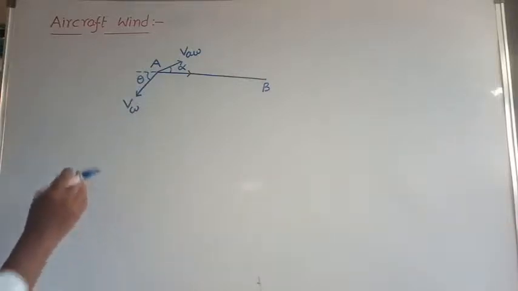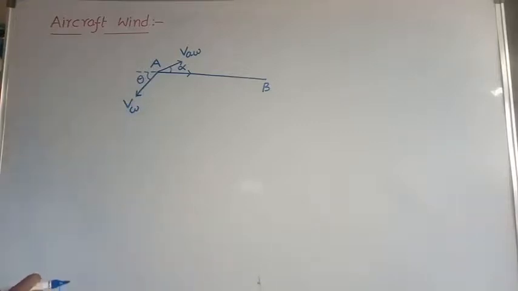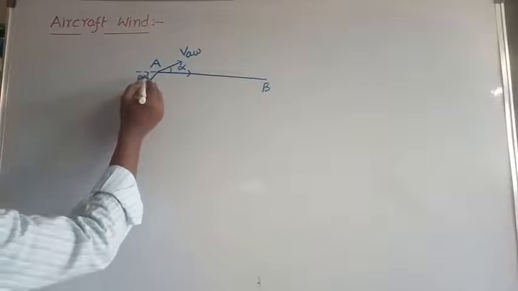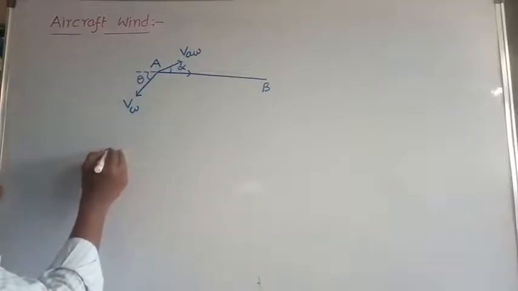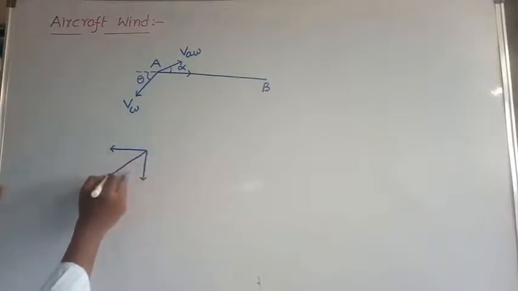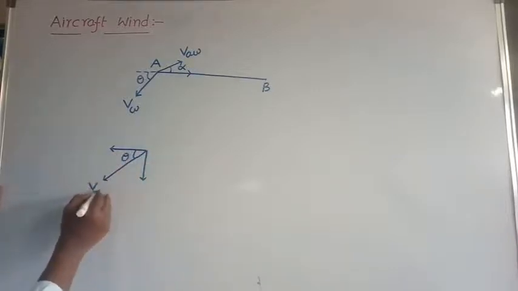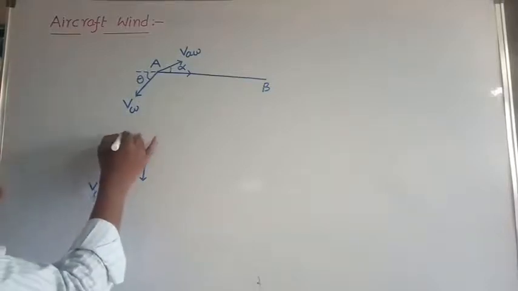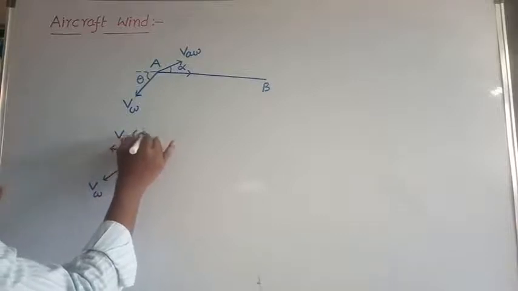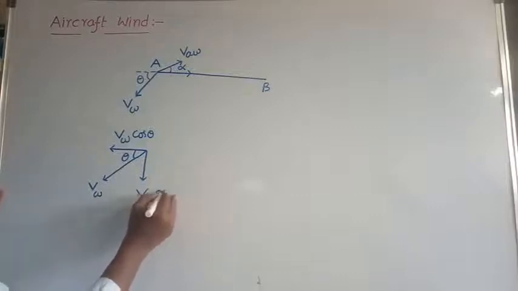So what is the condition? First we resolve this velocity of the wind into two perpendicular components. This velocity of the wind makes an angle theta with the horizontal. So if you resolve it into two components, one is the horizontal component, one is the vertical component. So horizontal component is VW cos theta and vertical component is VW sin theta.